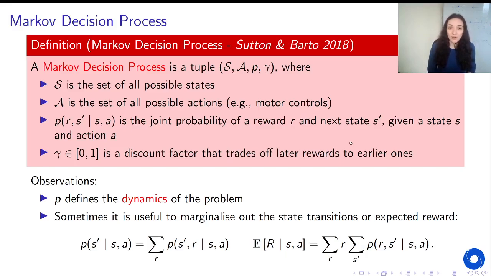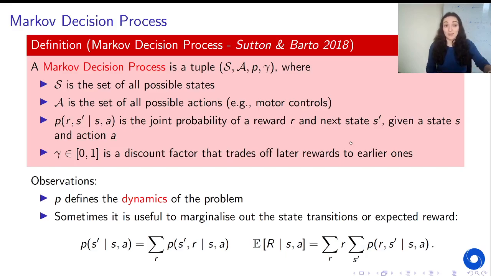So a Markov decision process is a tuple that contains the set of all states, the set of all actions, and this probability kernel, which describes the joint probability of what's going to happen in the next state. So given that we are in state S and have taken action A, what am I going to observe at the next state?